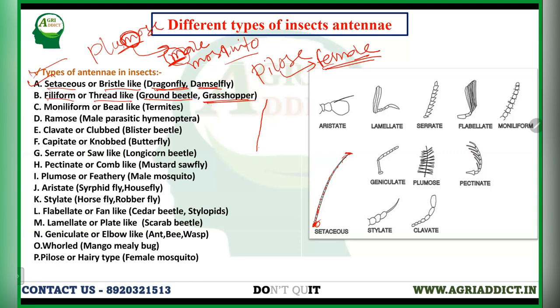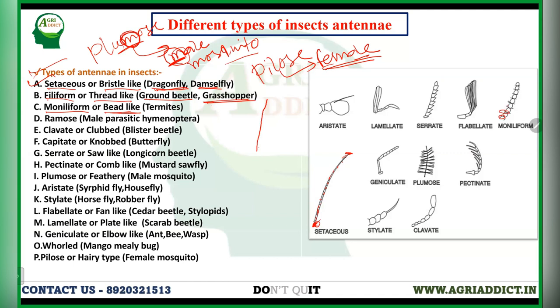Next, moniliform or bead-like antenna. Bead means mala, understand? The mala that is made of pearls, like that. This is known as bead. In the moniliform antenna, the antenna is completely like short beads, completely made of beads.